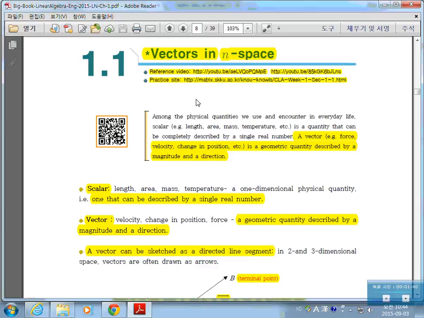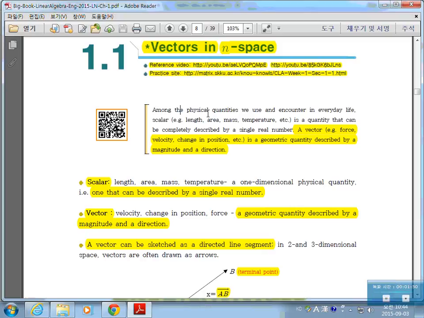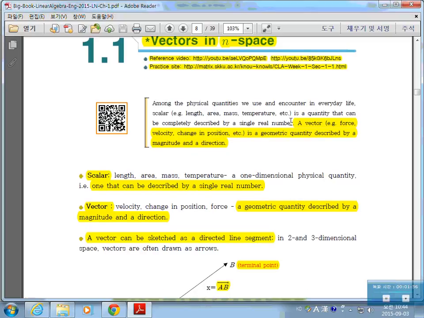But in this semester, we're going to go through it in English with the new English version of my linear algebra book. Okay, in this section 1.1, we will introduce the definition of a vector and the properties of vectors.